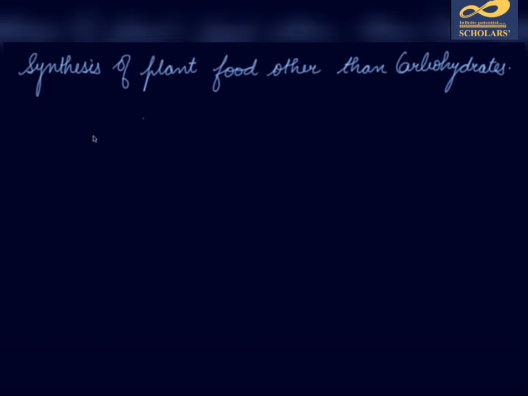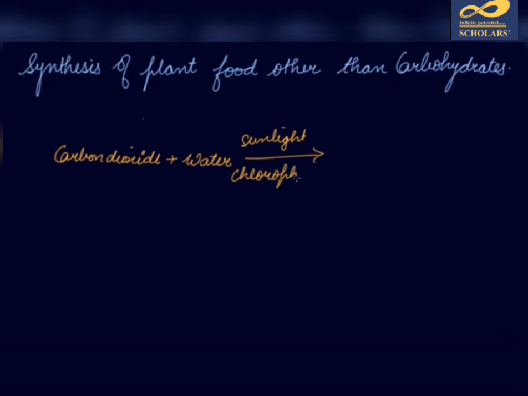Your carbon dioxide plus water, in the presence of sunlight and chlorophyll, gives out carbohydrates, plus the plant releases oxygen.